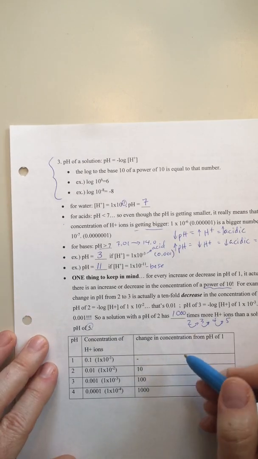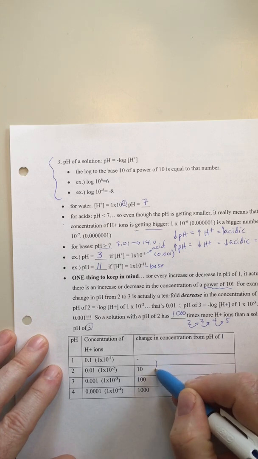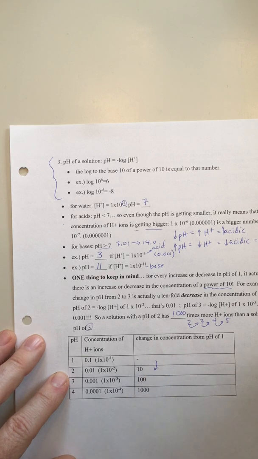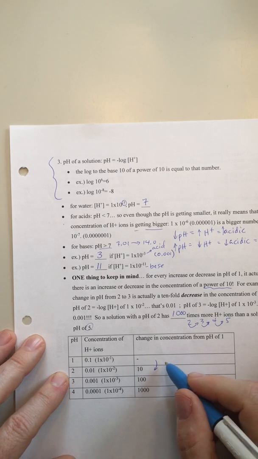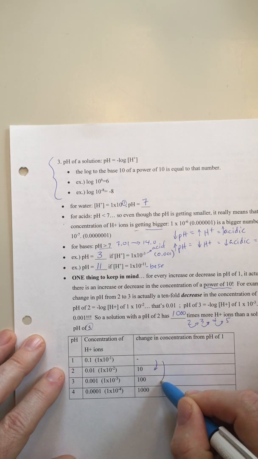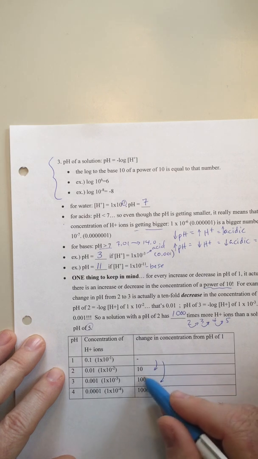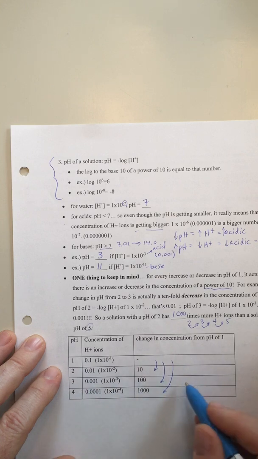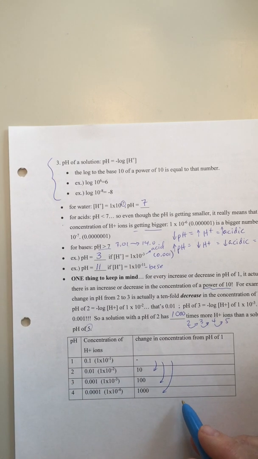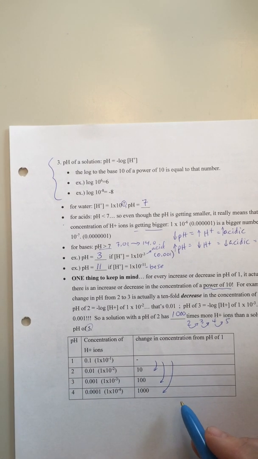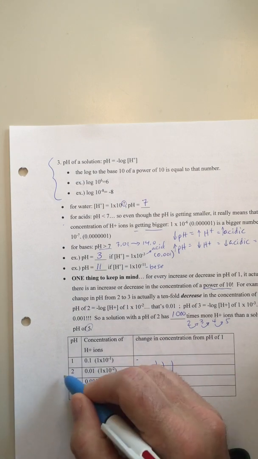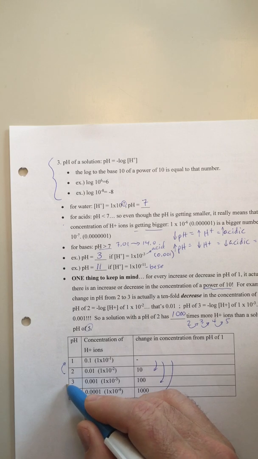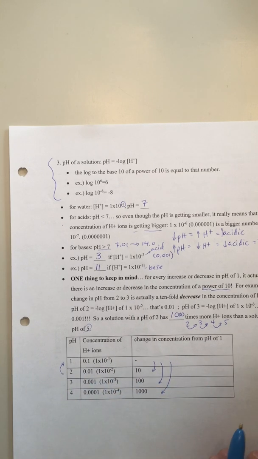So when you go from pH of 1 to pH of 2, it's 10 times less acidic. If I go from pH of 1 to a pH of 3, it's 100 times less acidic. If I go from 1 to 4, it's 1,000 times less acidic. Okay? Same thing going back. If I go from 2 to 1, that's 10 times greater. From 3 to 2, it's also 10 times greater.